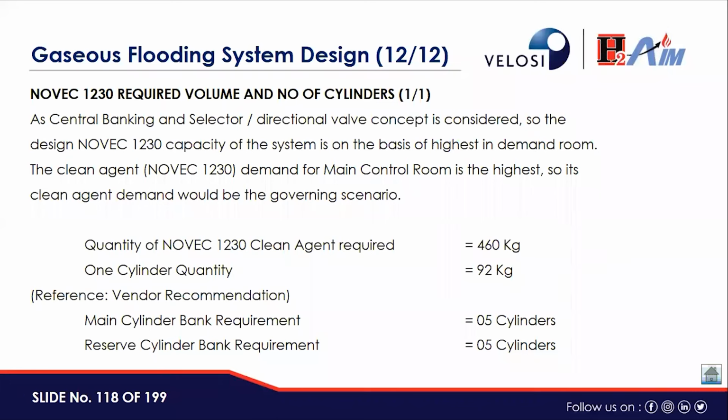So how many cylinders do we need for the Novec 1230? For the main cylinder bank requirement, 5 cylinders, and for the reserve, 5 cylinders as well.